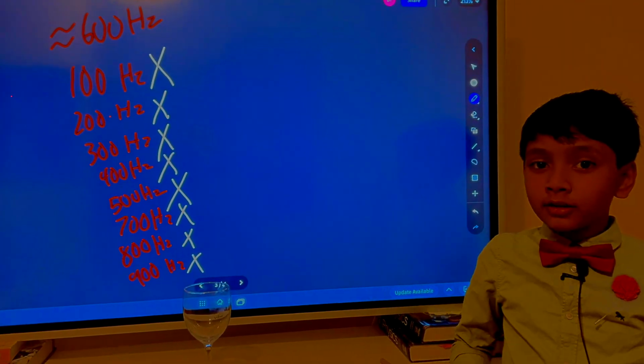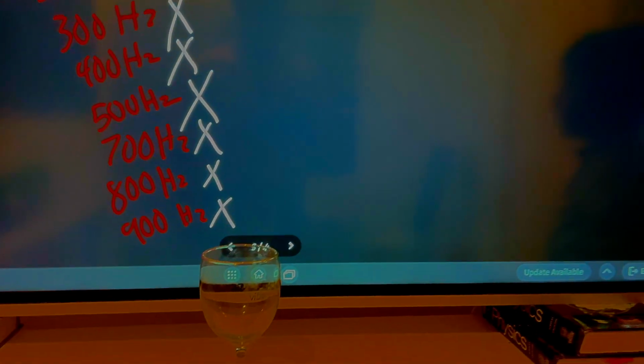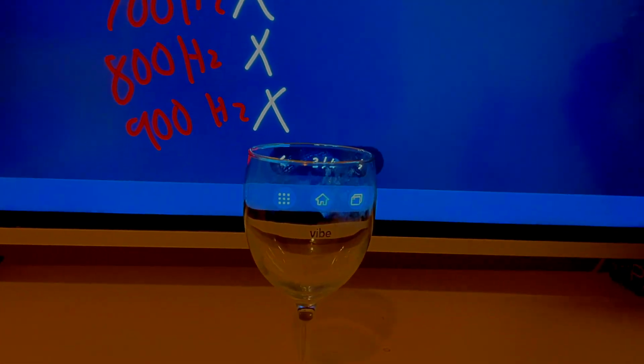Generating 600 hertz. Just gonna back up far away so no crap gets in my eyes. And moment of truth.